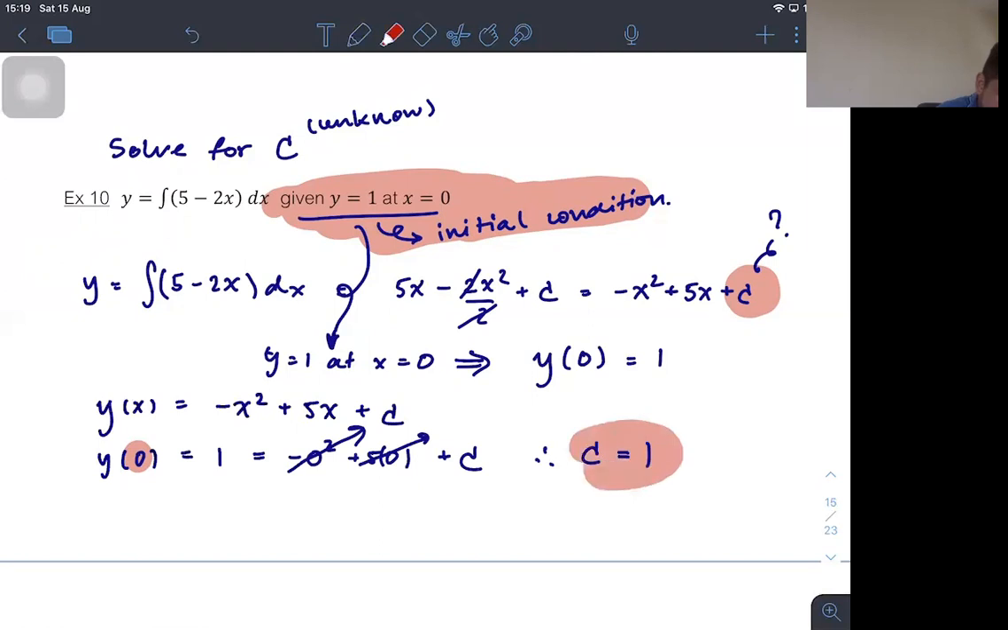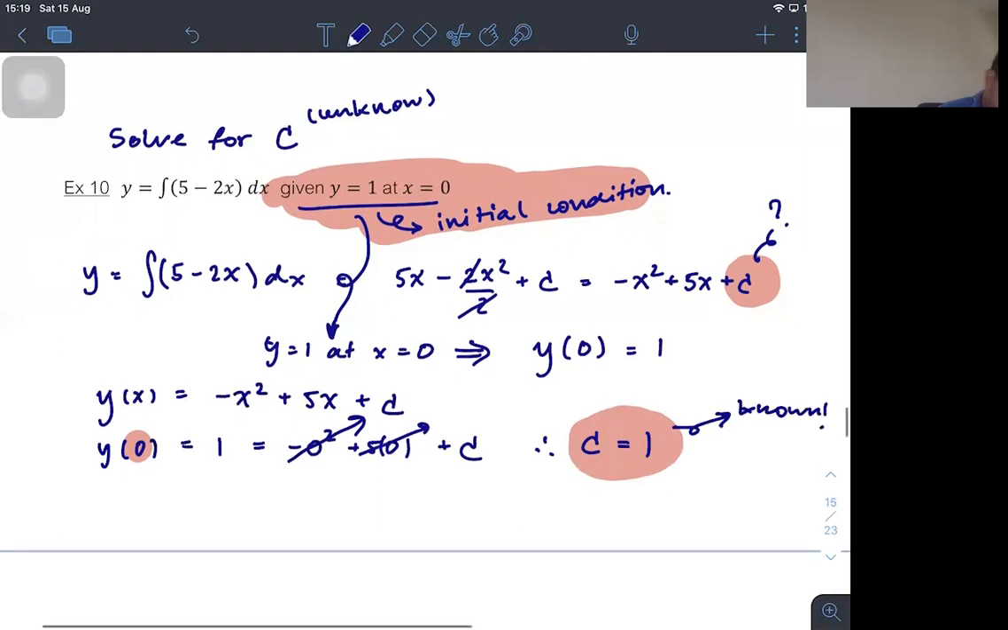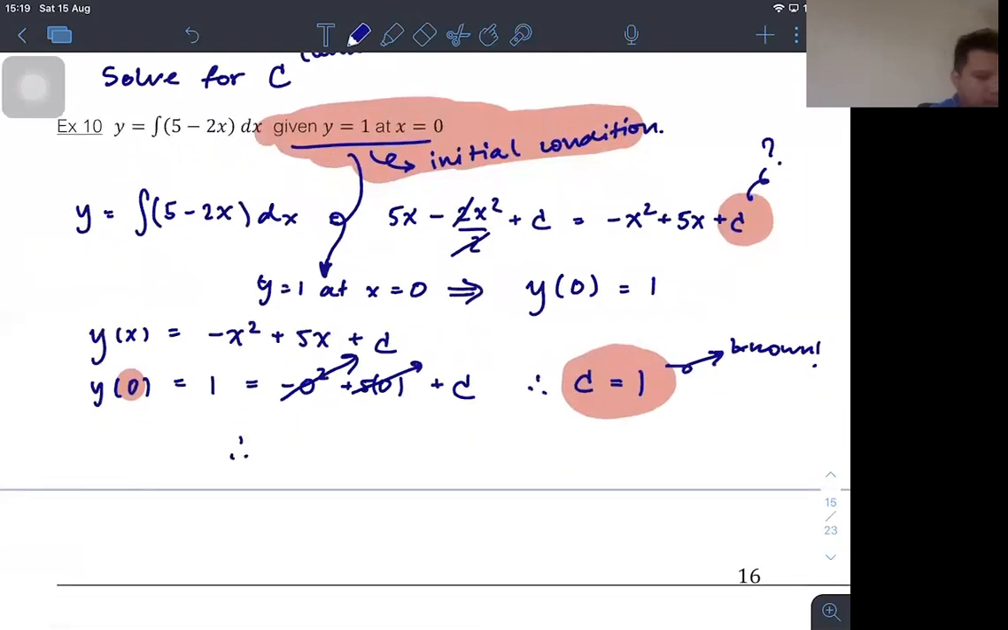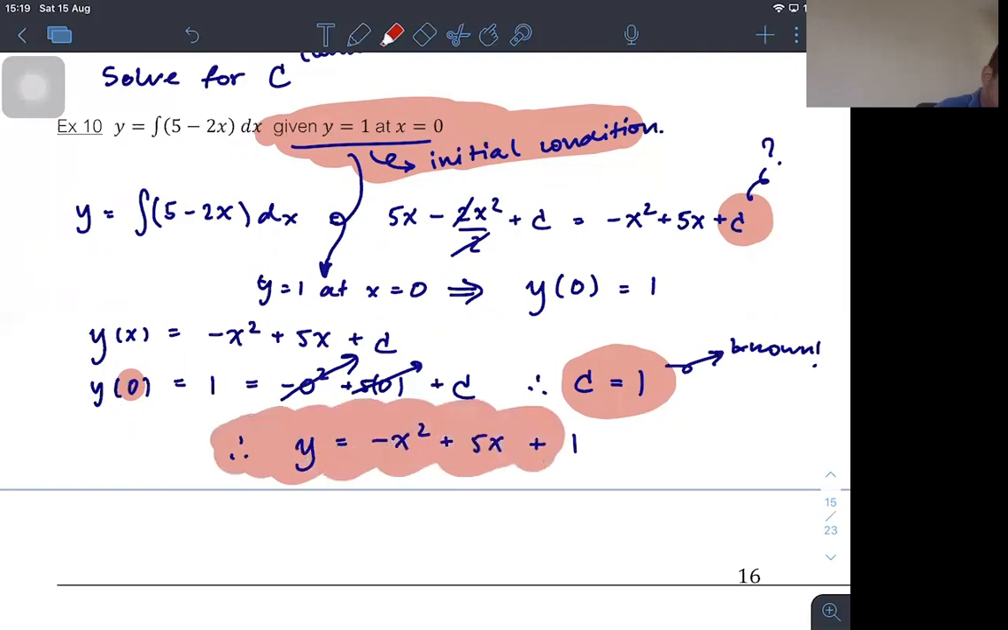So when we get c equals 1, the unknown constant has now become known already, right? So that's the last value. The final result that we get for y is minus x squared plus 5x and then plus 1. Because c is equal to 1, and that's your answer, right?